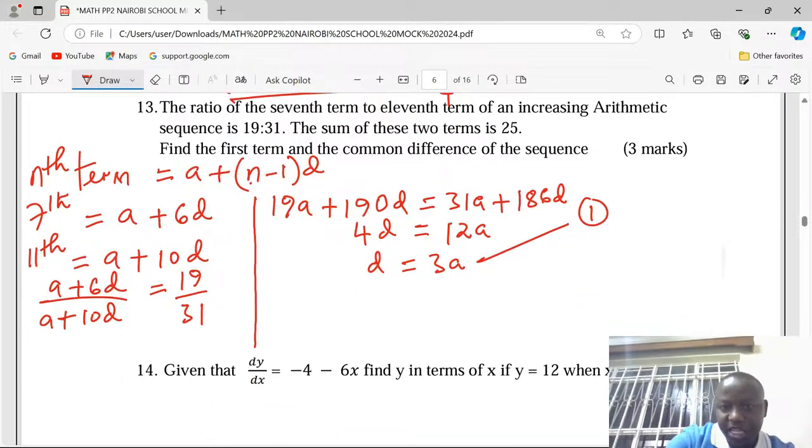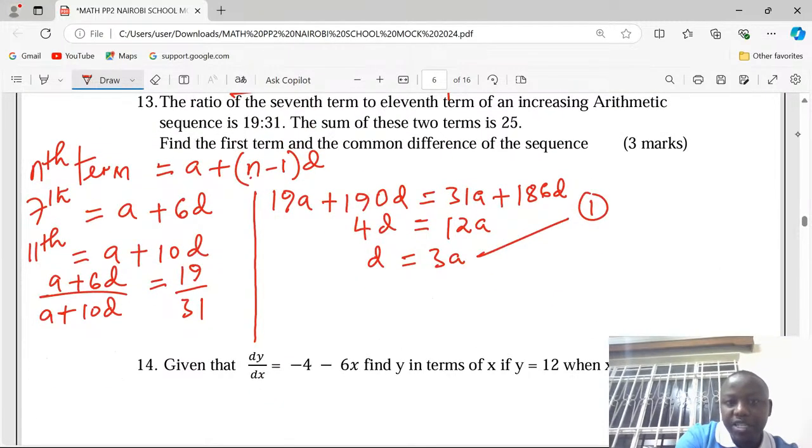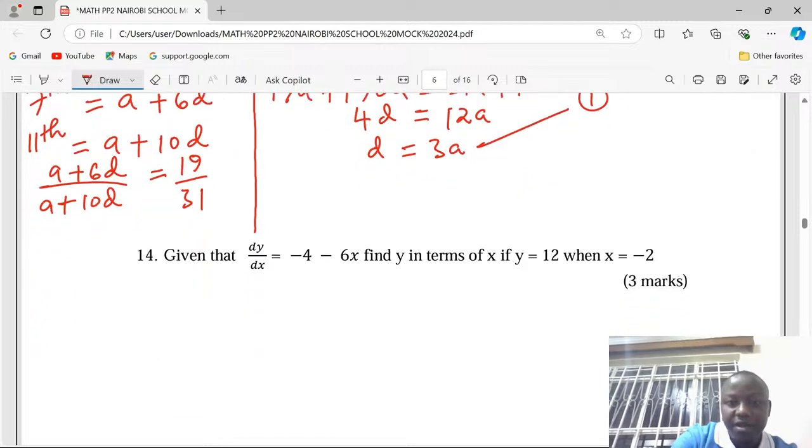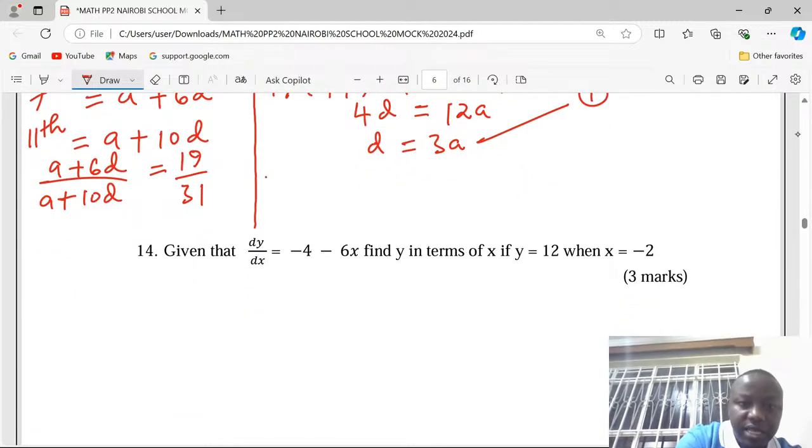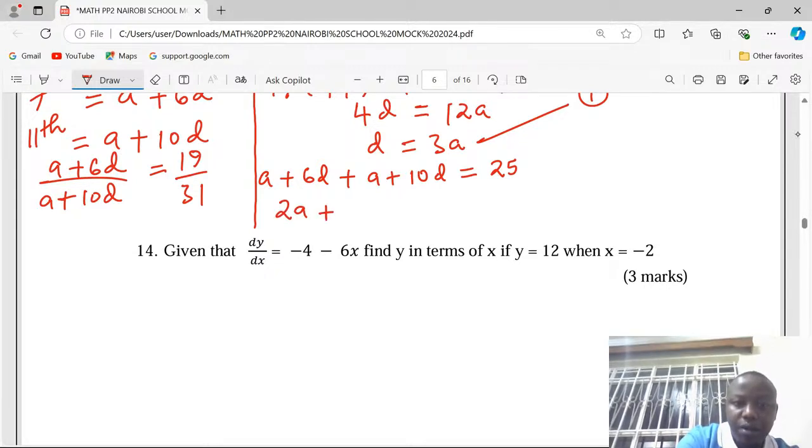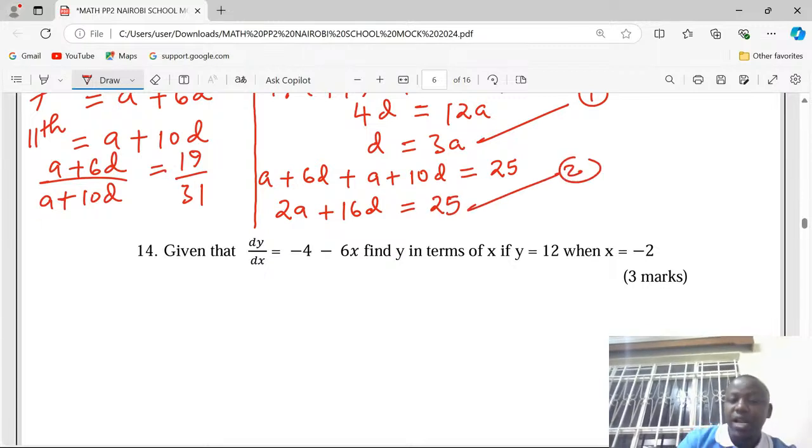From the second statement, the sum of these two is 25. So this means when we take the 7th term and add the 11th term, we're going to get 25. We can simplify further by saying 2a plus 16d is equivalent to 25. This is my second equation now.